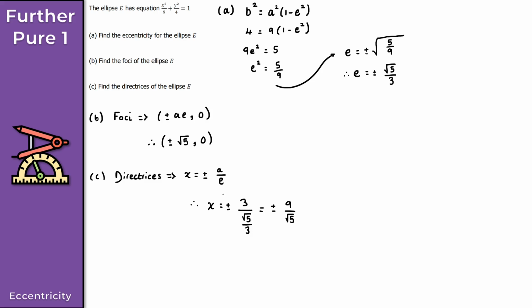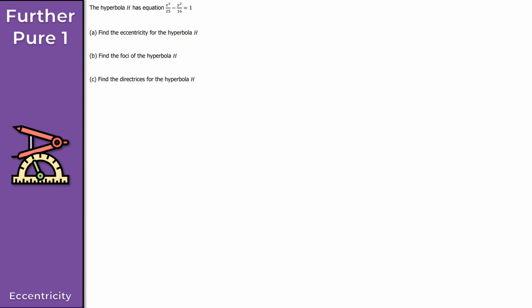So nice and easy. That gives us the solution to part C, and that gives us the solution there to question 1. So moving on to the very last question here, question 2, where we now have the hyperbola H, which has this given equation here. Now for the first part of this question, part A, all we want to do is find the eccentricity for the hyperbola H. So for part A then, for the eccentricity, so that's e, the way that we find this is as follows.